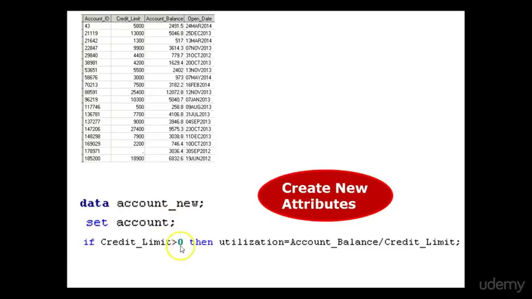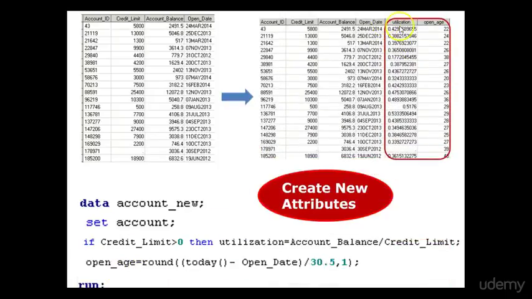Use it to create a new variable, such as utilization. In this case, utilization equals balance divided by limit. Age open equals account time open, which is today's date minus open date, divided by 30. Then run. 2 additional columns are created, as you can see in the table.